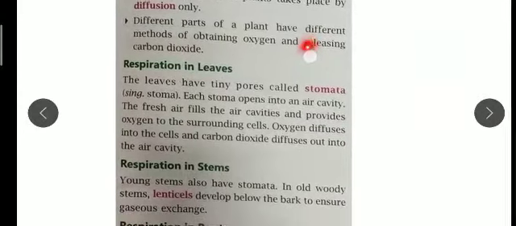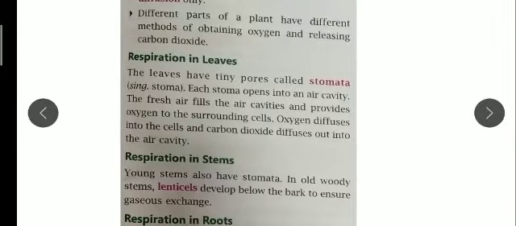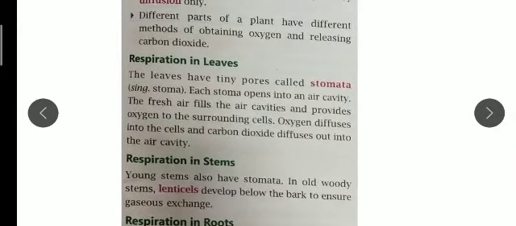First I am going to tell you about the leaves. Plants have tiny pores, as you can see. I will show you the picture also. The pores are called stomata. Singular, we can say stoma. In some books you will see stoma also. These stomata open into the air cavity.